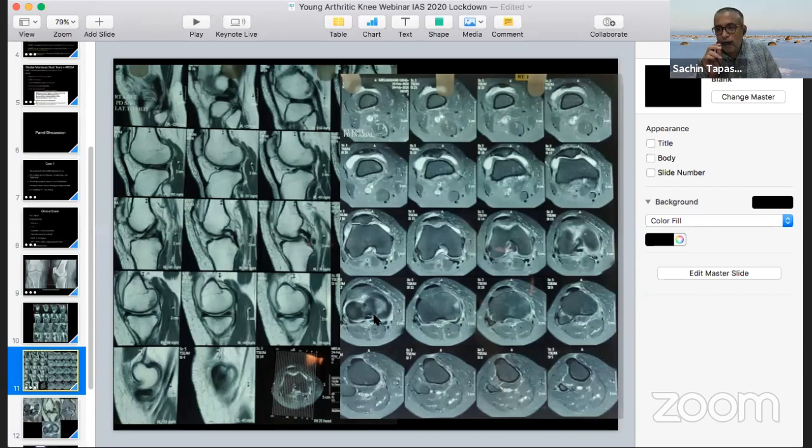No, my question is just that if an unloader brace is not helping her, would osteotomy help her? So traditionally, we give an unloader brace, see how things are working. If it works, then we do osteotomy. Here the pain is not because of the varus. It is also because of the root tear. Root tear is giving you the maximum pain.